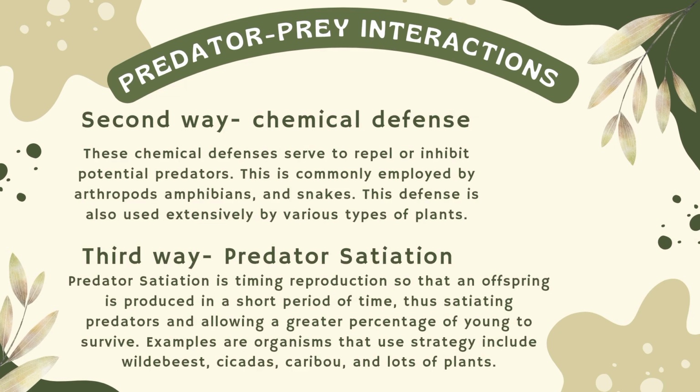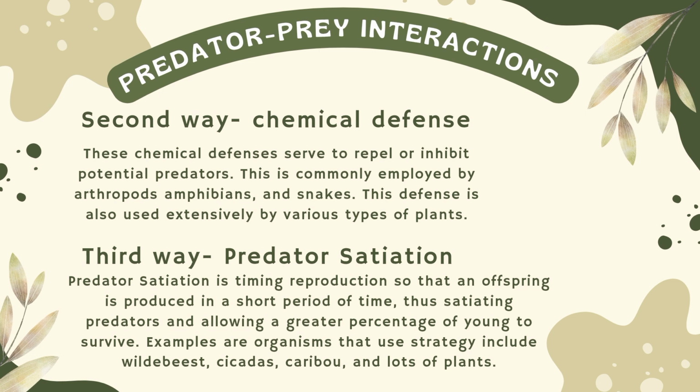Next is the second way, also known as chemical defense. These chemical defenses serve to repel or inhibit potential predators. This is commonly employed by arthropods, amphibians, and snakes. This defense is also used extensively by various types of animals.